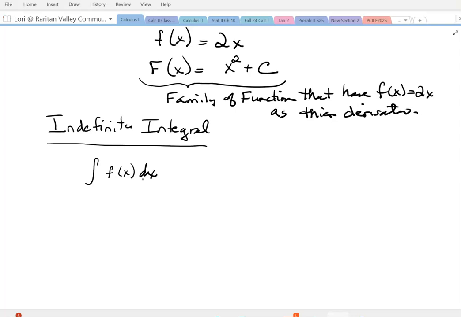So if we were to integrate f of x with respect to x, this whole thing is called an indefinite integral, and it is equal to that antiderivative plus c, because as we see, there's going to be more than one, so it's equal to that family of functions.